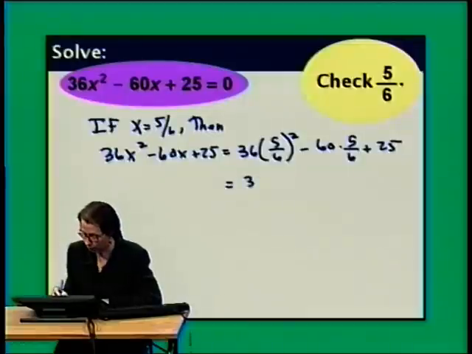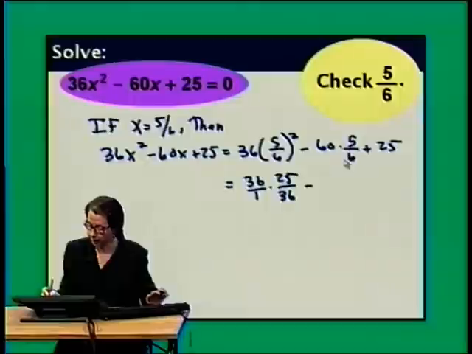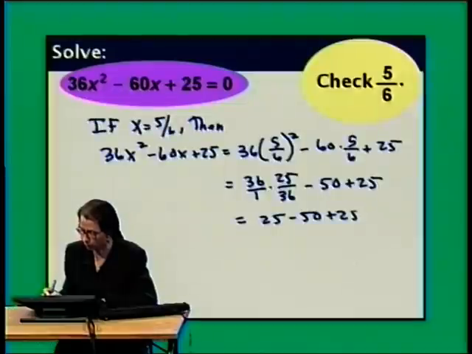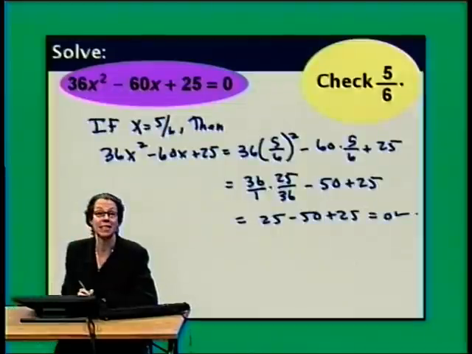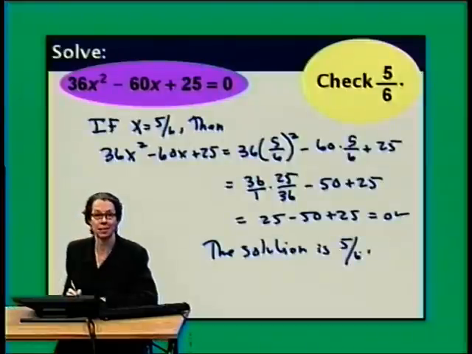So I have 36 over 1 times 25 over 36. Notice in my second term, 6 divides into 60 evenly, so that becomes minus 50 plus 25. So I have 25 minus 50 plus 25, and that's indeed 0. So the solution is 5/6.